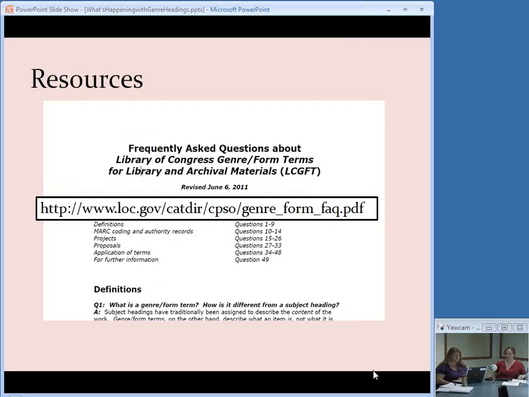One resource in particular that I wanted to point out is the FAQ that they have available. This is very, very useful. This is what I had in front of me here with the definition of facets. But they have just kind of identified a lot of the common concerns that people have about genre headings, and so I would definitely recommend checking out that FAQ if you're looking for information on genre headings.